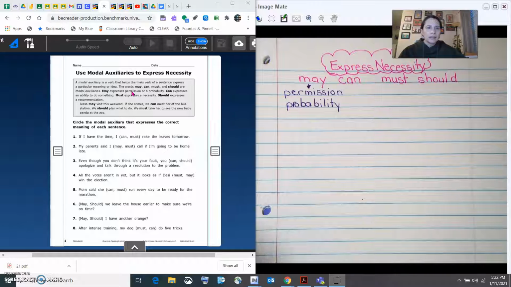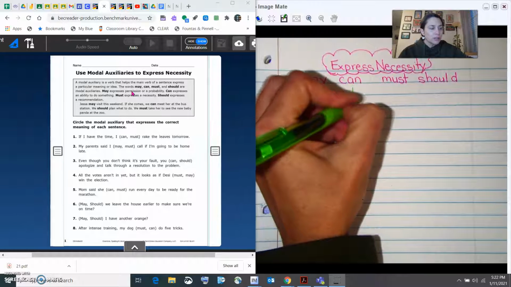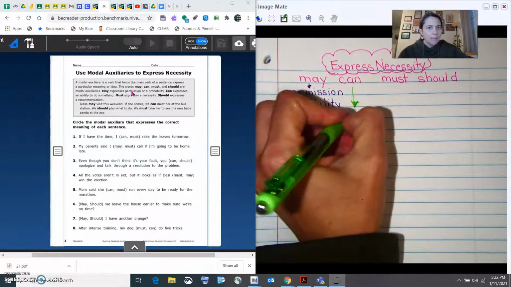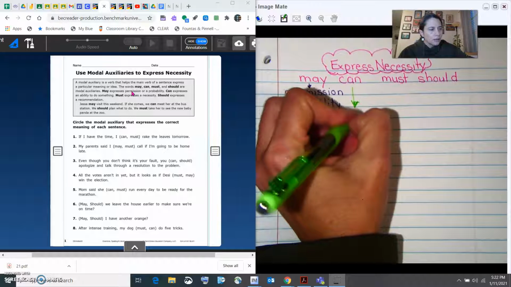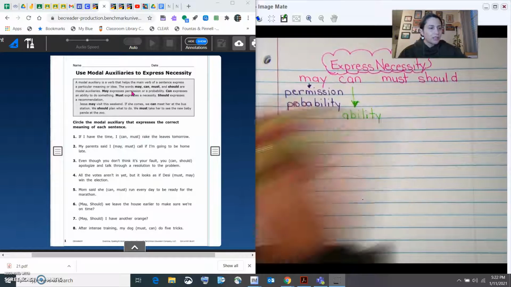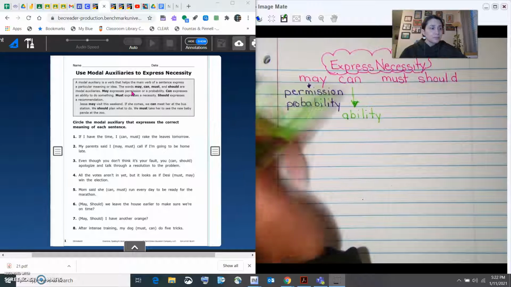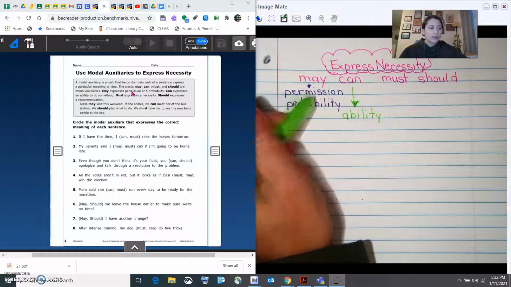Okay, so may is permission and probability. Now, can is the ability. Like, are you able to do it? So this is ability. So the ability to do something. So can you go to the bathroom? Well, yeah, you physically can, but may you go to the bathroom? That's permission. And so those are the two differences here.